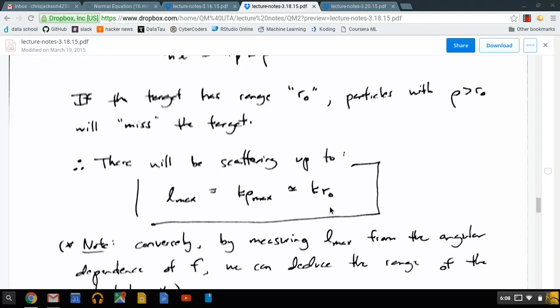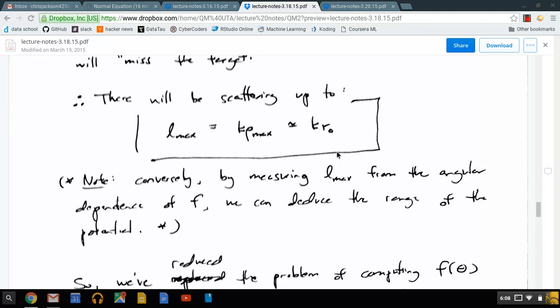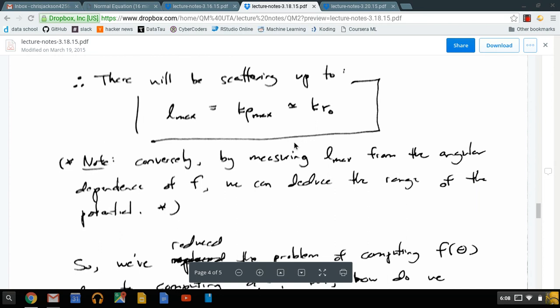And this is what's going to allow us to get away with only having to compute the first few. Conversely, it's nice to see that if you were able to measure this maximum L value, you'd be able to deduce the range of the potential, and you'll see how that works later on.